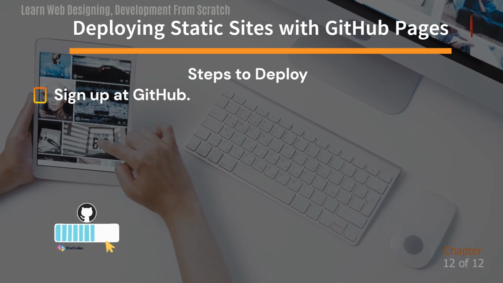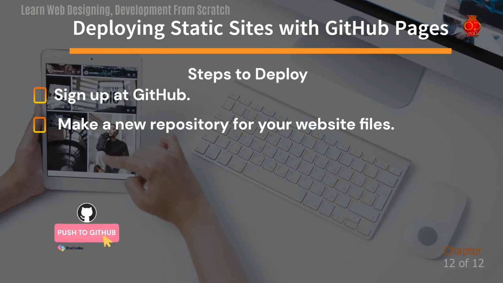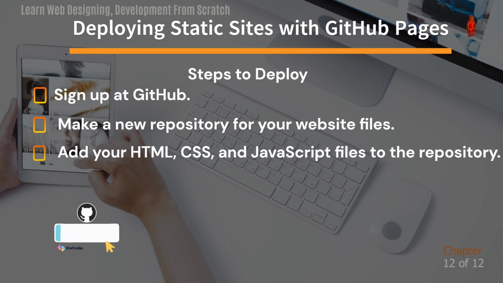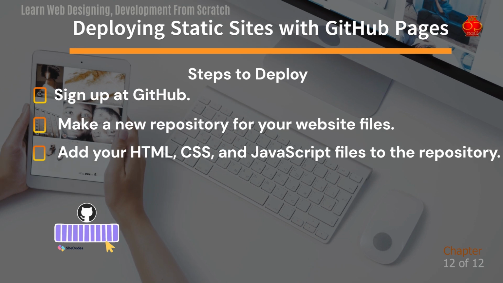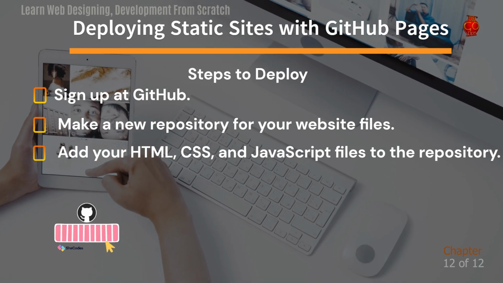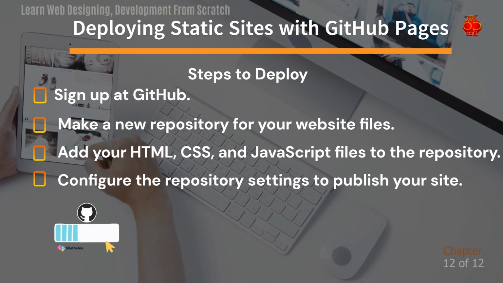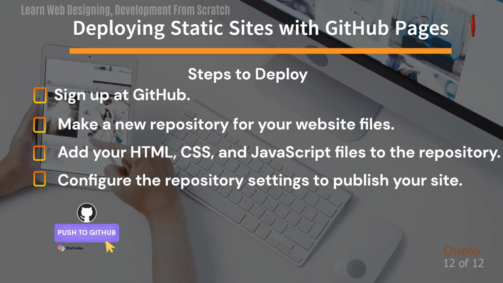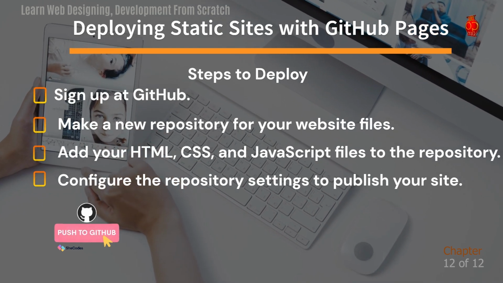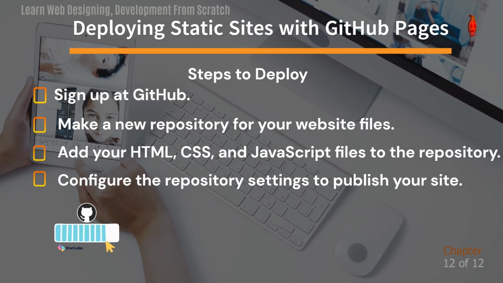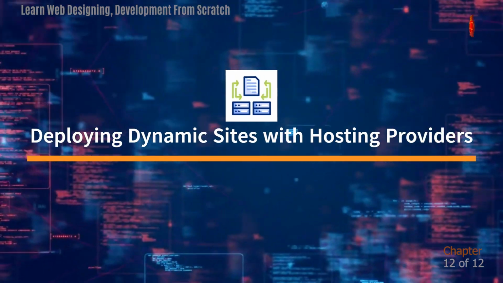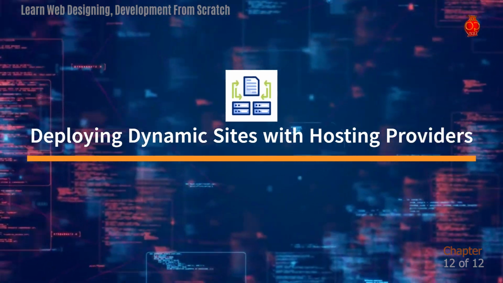Steps: create a GitHub account. Sign up at GitHub. Create a repository. Make a new repository for your website files. Upload your files. Add your HTML, CSS, and JavaScript files to the repository. Enable GitHub Pages. Go to your repository settings and select the branch to publish from. Your site will be available at https://username.github.io/repository-name.